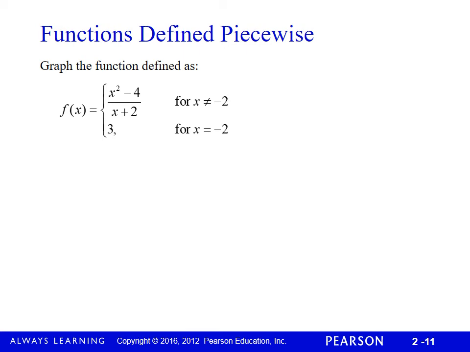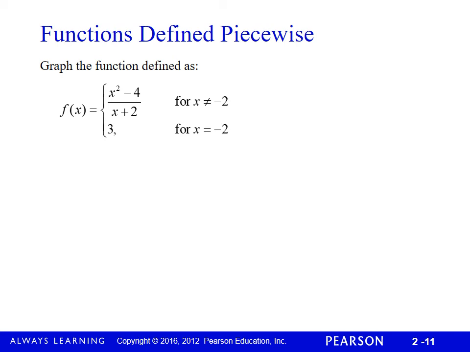Here's another one that can be a little bit confusing. All right, so we have the piecewise function x squared minus 4 divided by x plus 2, for x not equal to negative 2. And when x does equal negative 2, we just have a constant value, okay? So notice this isn't a line, this is a point because we're only given one value of x. It equals or it doesn't equal, okay?